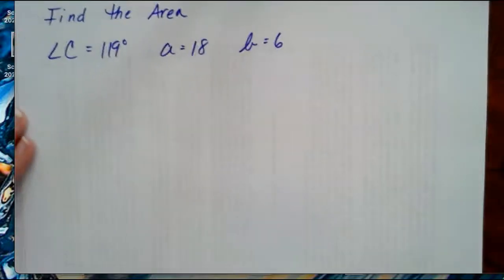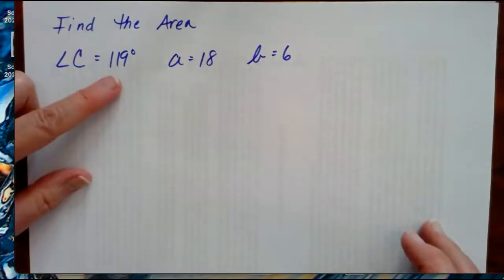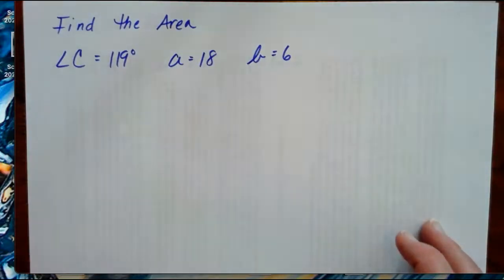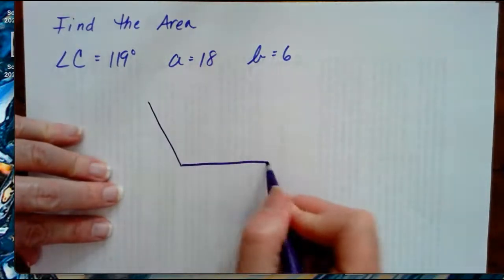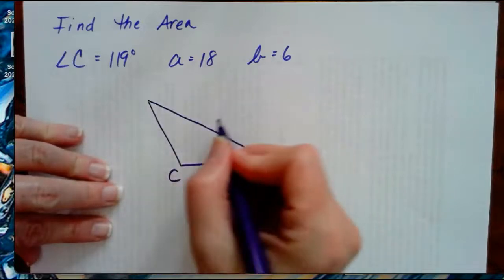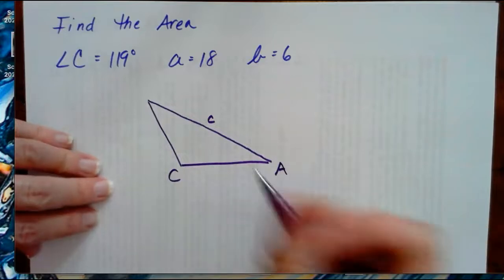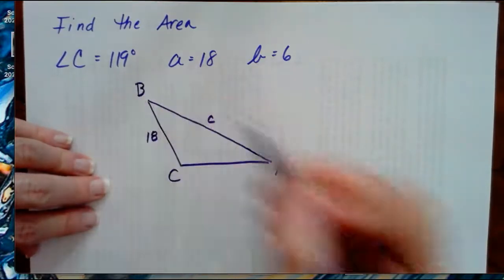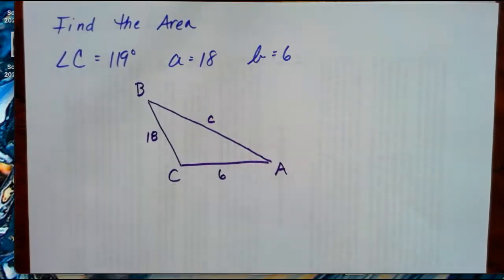Next, find the area. Find the area given angle C is 119, little a is 18, and little b is 6. So first of all, 119 is an obtuse angle. So if we put C here, that means that side C is across the way. We can put A here, which means little a is 18. And we can put angle B here, which would make our little b over here equal to 6.